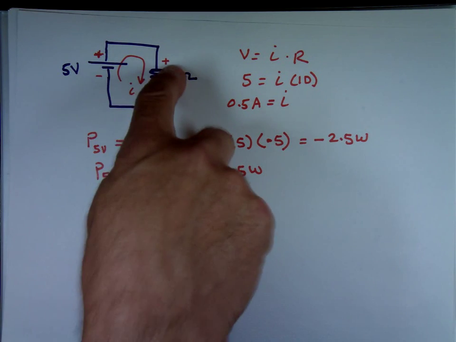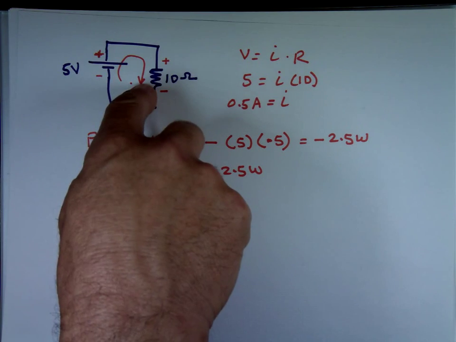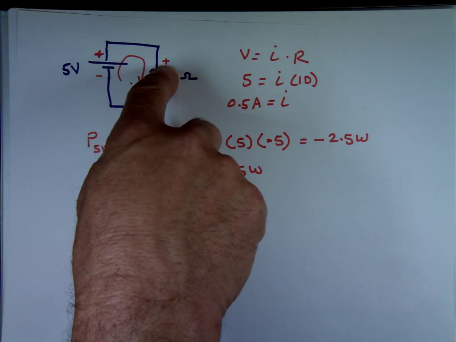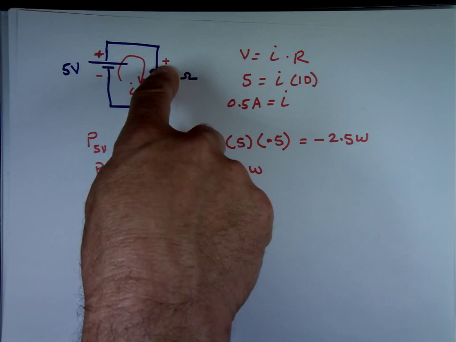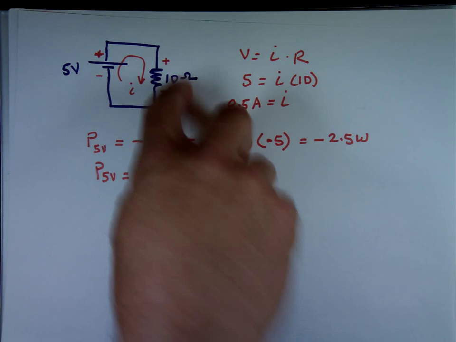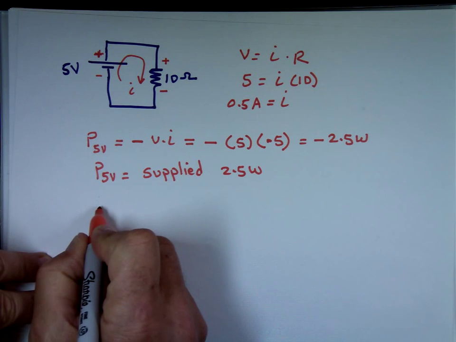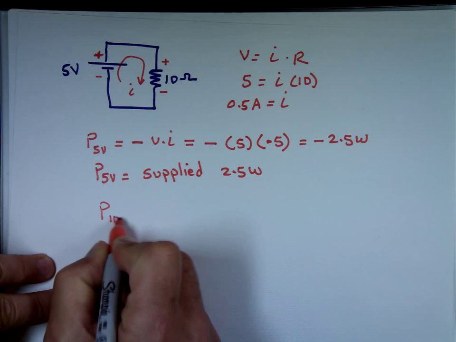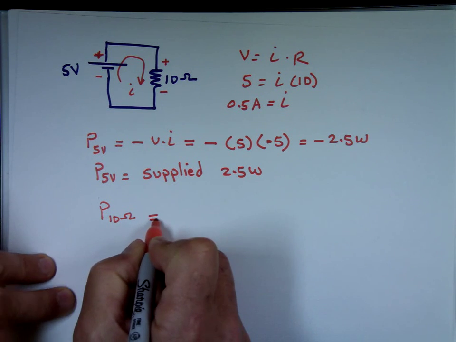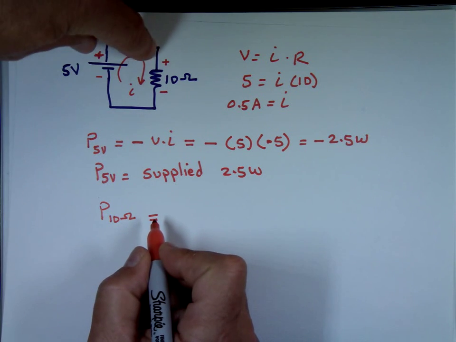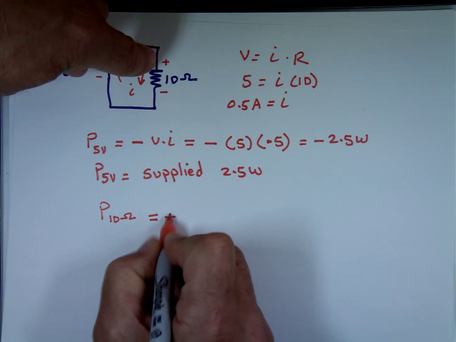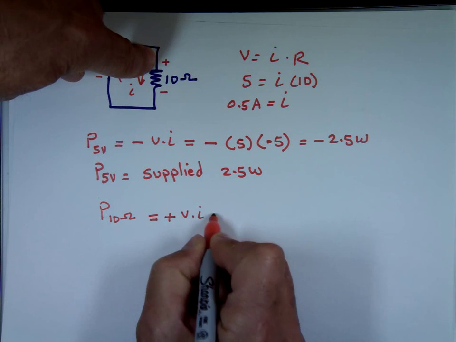For this one, the arrow of the current is entering which one? The plus end of that resistor. So that'll be a plus. The power is absorbed in the resistor and supplied by the source. So the power of the 10 ohm resistor: you have the tip of the current arrow entering the plus, that's positive, V times I. It's positive.